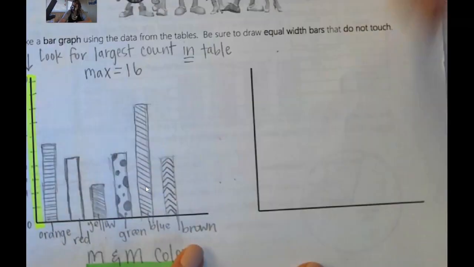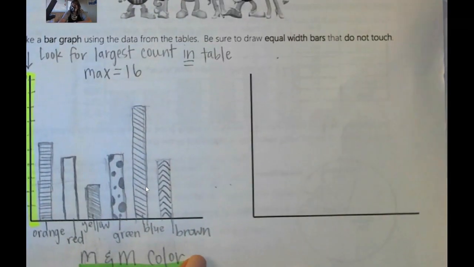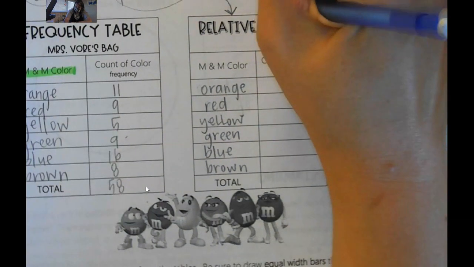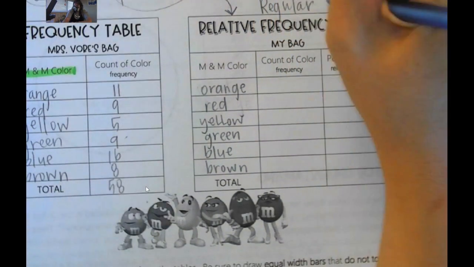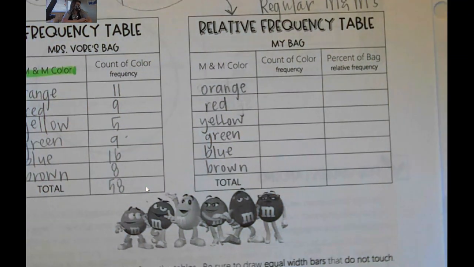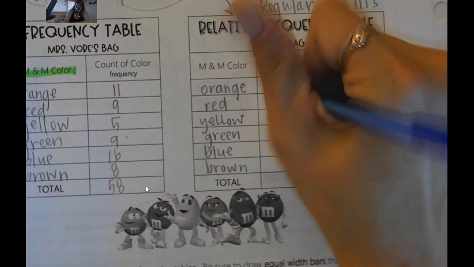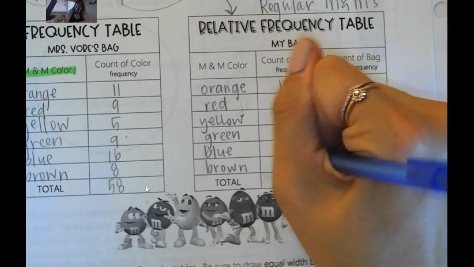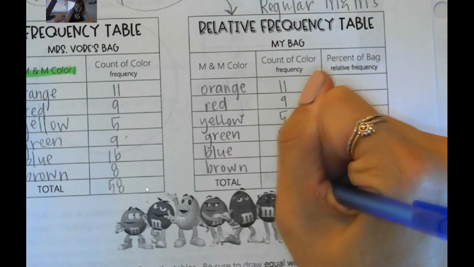So now your relative frequency table is going to be with your data, and above it, I want you to write what kind of M&Ms you had. So I had regular, because we may use this data later in a different chapter, and the type of M&M you had is going to matter. So unless you weren't here or you forgot to do this, your numbers are probably slightly different than my numbers.